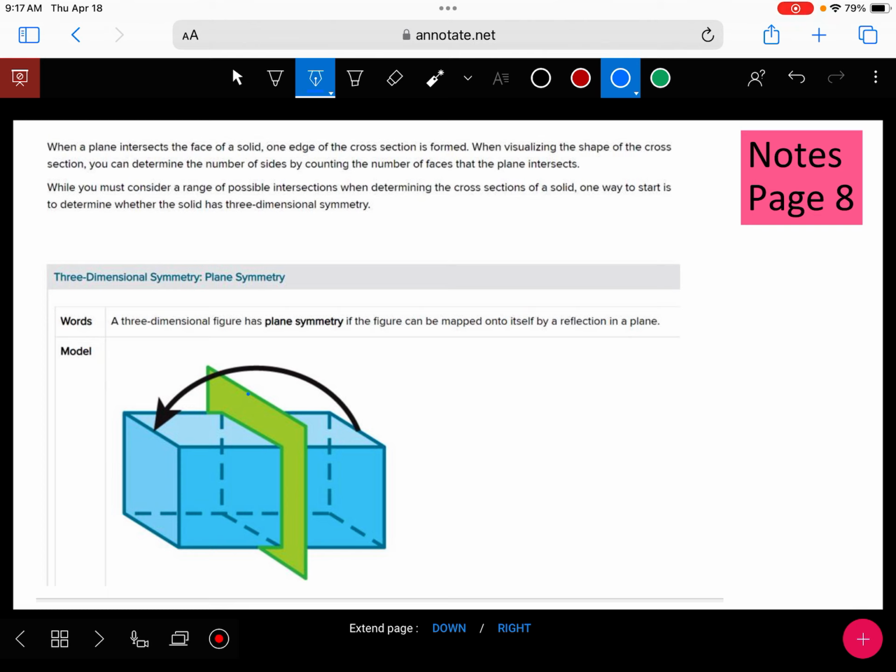For this one, because this is a prism, unlike a pyramid, for a prism you have the same shape at the top and bottom. The cross section, this green, if this were a knife slicing through this prism, it would look like a rectangle or a square. It's going to look the same as the base.